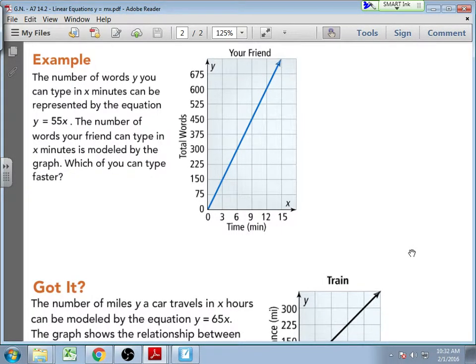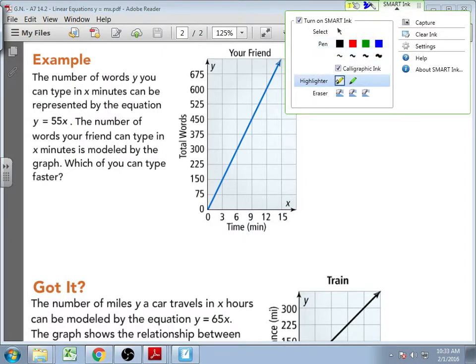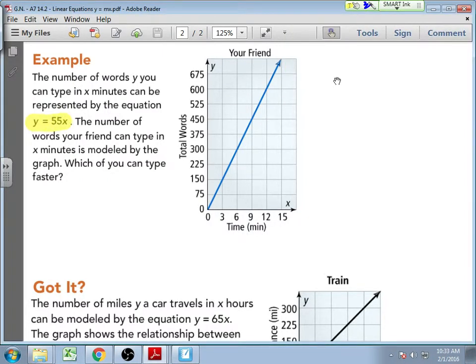Now my graph doesn't show x equals 1. Now x equals 1 falls somewhere weird. So we need to compare here. And you're going to have questions like this on your homework, so be careful when they pop up. You are comparing this speed, y equals 55x. That's your speed. Your friend made a graph. They said, this is how fast I can type. We need to figure out what your friend's rate is.